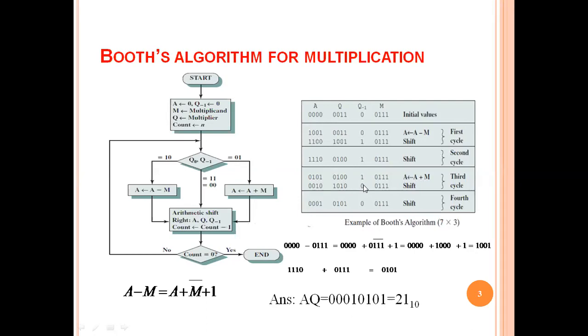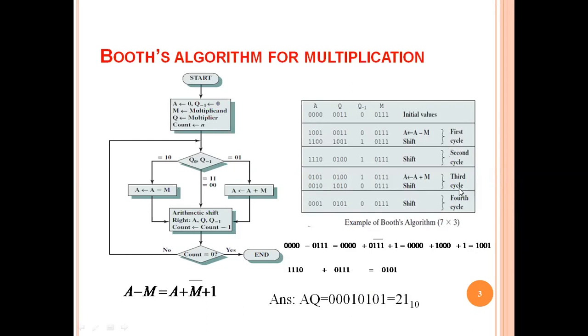This 0 will come here, this 0 here, this 1 here, this 0 here, this 1 here, this 0 here, this 1 here, this 0 here. Now what will be this value? As it is 0, we have to copy the 0 here. If it is 1, we have to copy the 1. So the arithmetic right shift is complete. So the third cycle is complete.